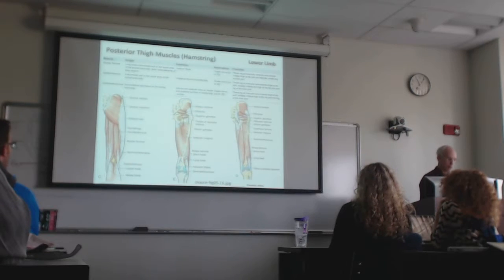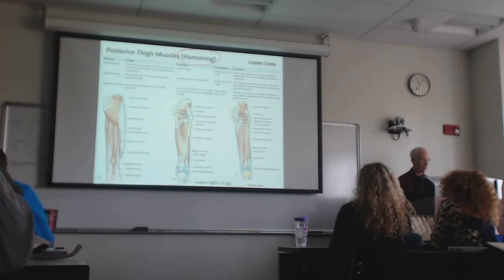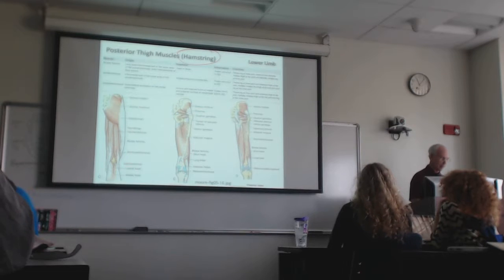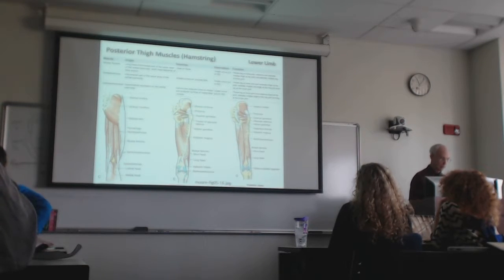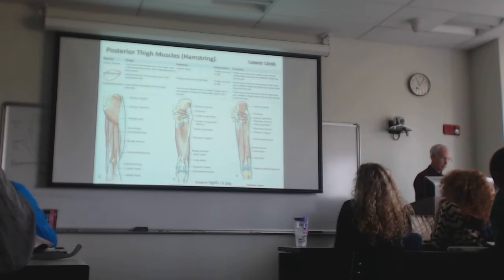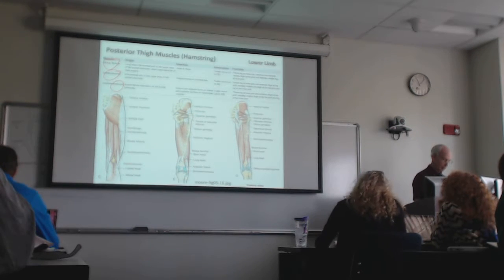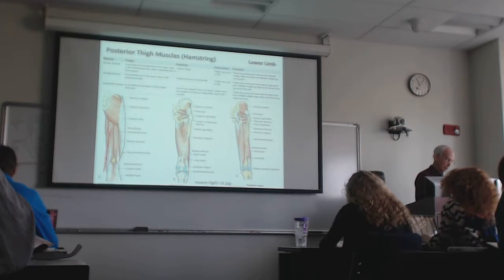And then our final group are the posterior thigh muscles. These are the hamstrings, and we'll find that they have some interesting anatomical attachments. But what I would have you pay attention to in these figures is the relationship of the semitendinosus and the semimembranosus to the biceps femoris. So make sure you note that the semitendinosus and the semimembranosus descend medially. So they're going to descend over here.